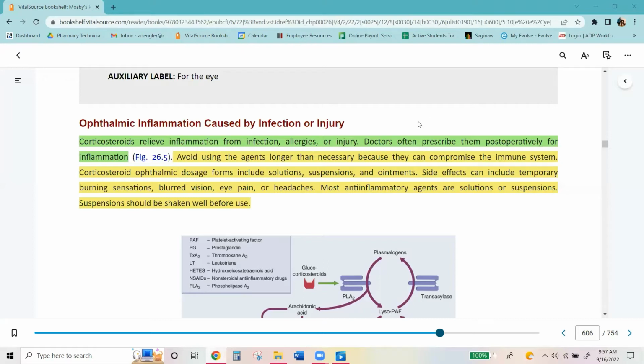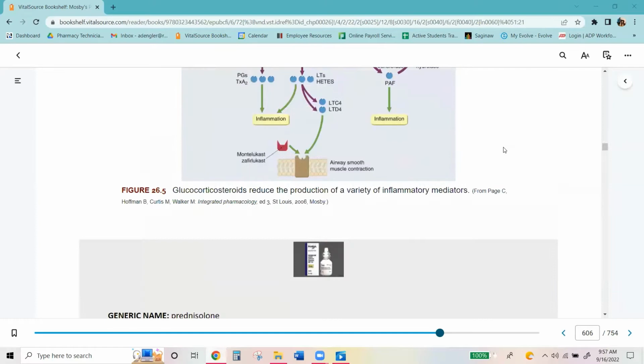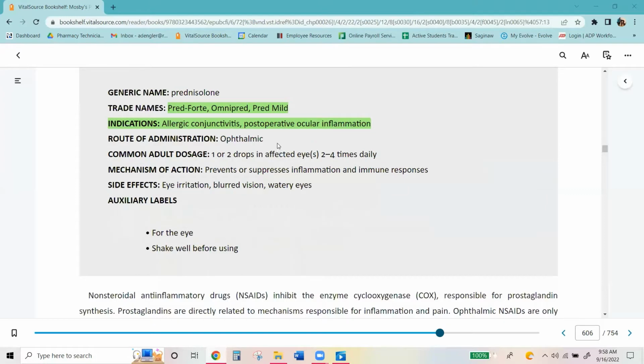Most anti-inflammatory agents are solutions or suspensions. Suspension should be shaken well before use. So we have Pred Forte, Omnipred, and Pred Mild, which are all prednisolone eye drops.